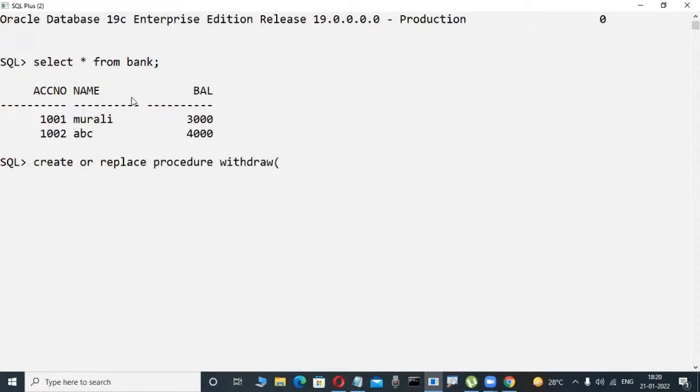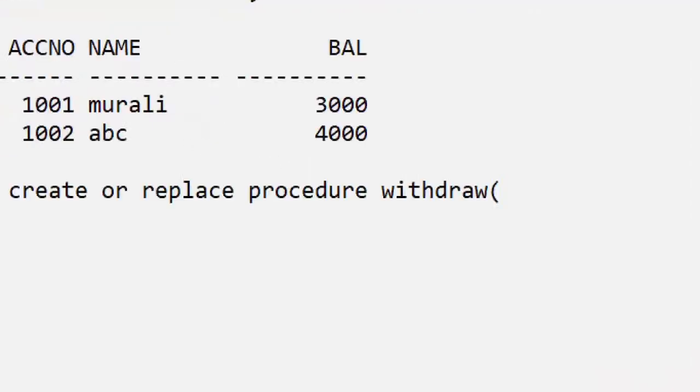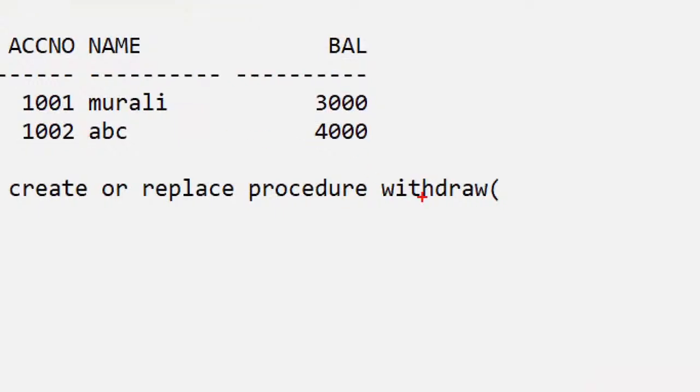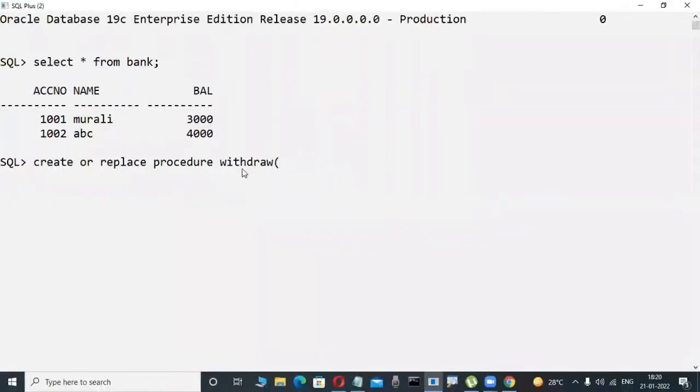Slowly observe here, this is a table. In my project, I try to implement one small scenario only, withdraw. Actually, in real time, big packages contain withdraw, deposit, all the things. But for now, only a small task I'm giving in a procedure. Now here, create or replace procedure withdraw.